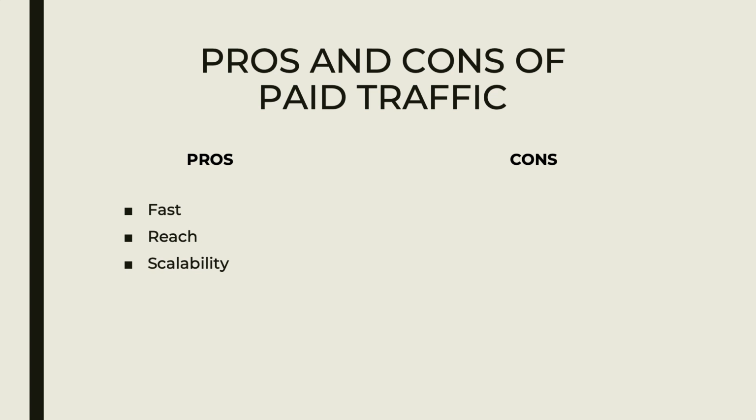Because of how laser targeted some of these ads are, once you figure out who the right target audience is, when you have enough data and pixel data, you can scale really fast, and you can get more people onto your email list. Now the cons, obviously, is that it's going to cost money, right? You have to spend a lot of money, and you have to continuously spend money. Once you turn the ads off, your traffic flow stops completely, right?